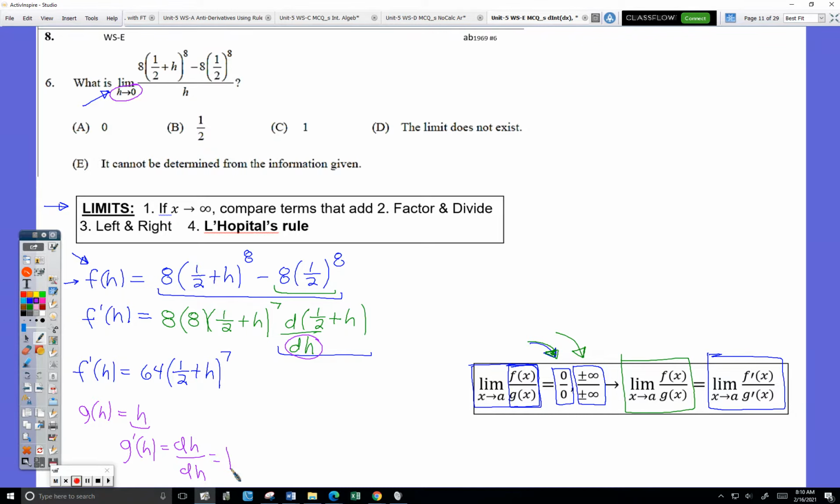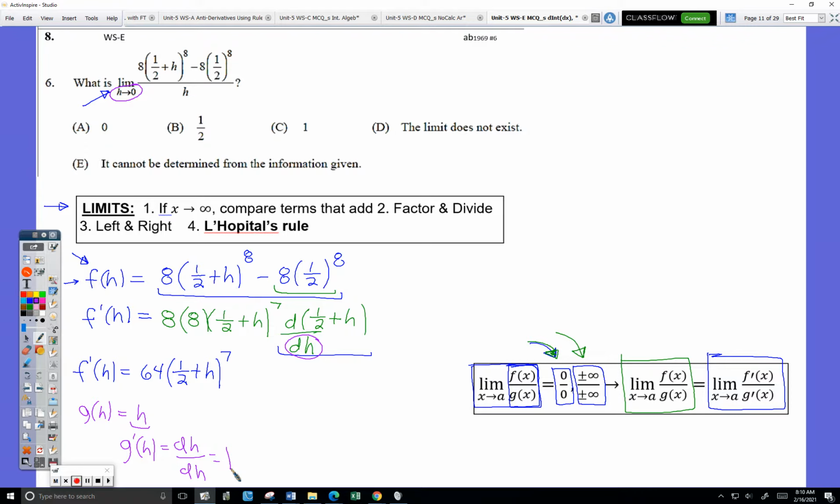Please, go ahead. So, do we not do anything with the minus 8 times 1/2 to the 8? Say it one more time. So we don't do anything or take the derivative of the second term on the numerator? Gotcha. I'll get you to see it, then it'll stay in your head better.